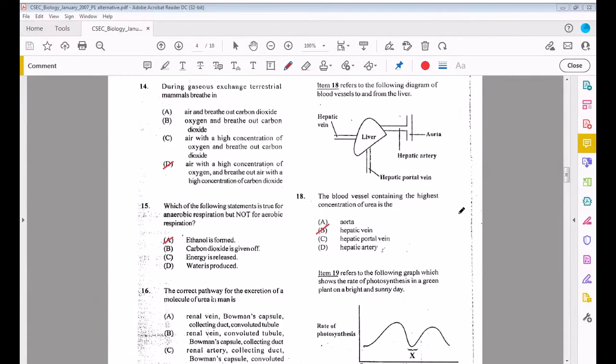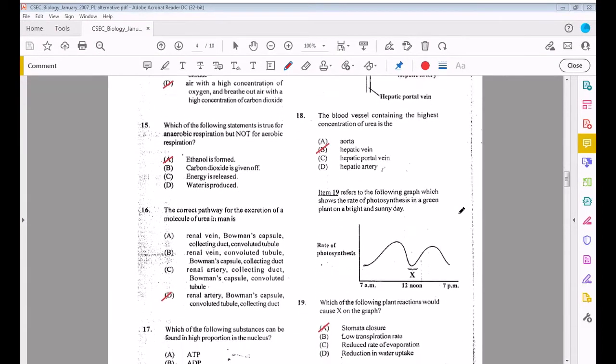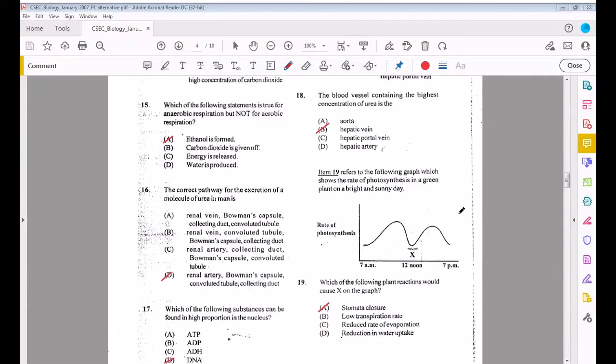Fourteen. During gaseous exchange, terrestrial mammals breathe in D, air with a high concentration of oxygen, and breathe out air with a high concentration of carbon dioxide. Fifteen. Which of the following statements is true for anaerobic respiration, but not for aerobic respiration? The answer is A, ethanol is formed.